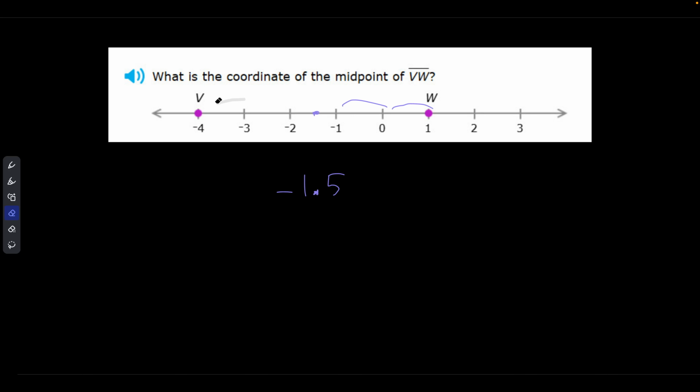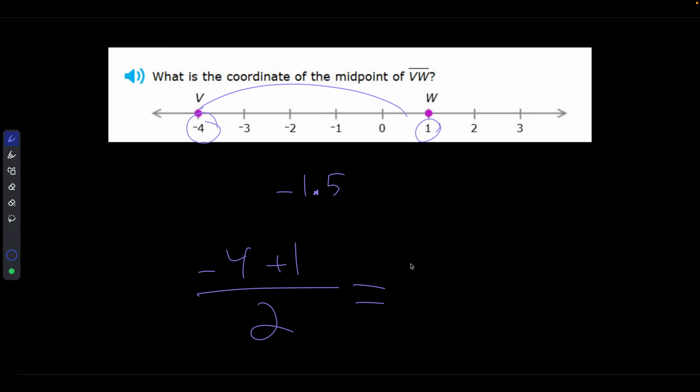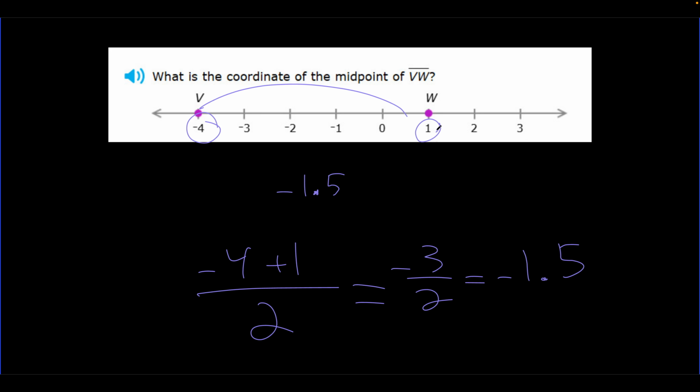But I'd like to give you another way of thinking about this. The midpoint is just halfway, right? Half of something. And it is half of these two numbers added together. So if I do negative 4 plus 1, and then divide it all by 2, so this is negative 3 divided by 2, which is negative 1.5. Okay? So the idea is add the endpoints together, divide them by 2.